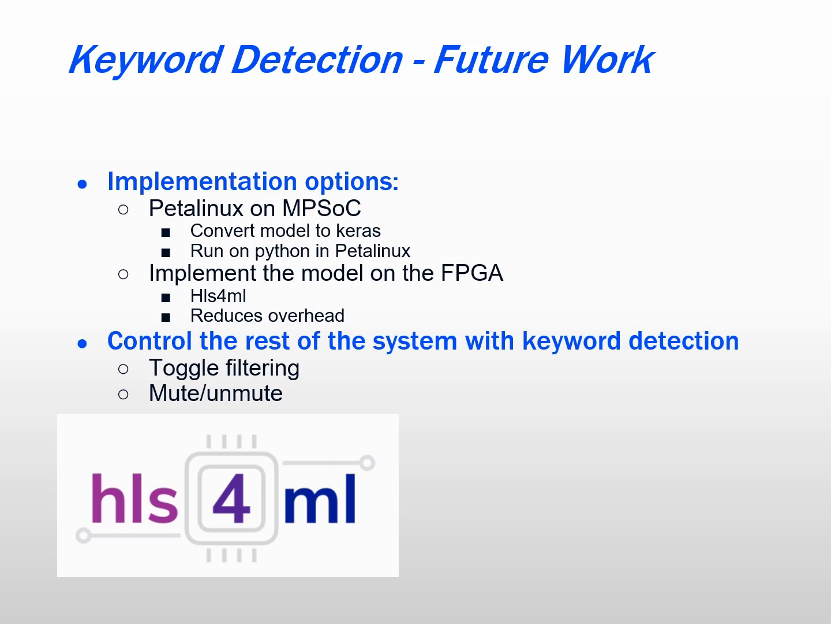An improvement that could be made in regards to latency would be to implement the Teachable Machine model fully on the FPGA. The HLS4ML Python library can convert TensorFlow and Keras models to synthesizable C code targeted towards FPGA implementations. This would help reduce the latency of keyword detection by taking away the overhead caused by an operating system, as well as by using custom logic versus a processor or GPU. Additional functionality could also be added to use the keywords to control the rest of the system, such as to toggle mute or to toggle the voice filtering system itself.